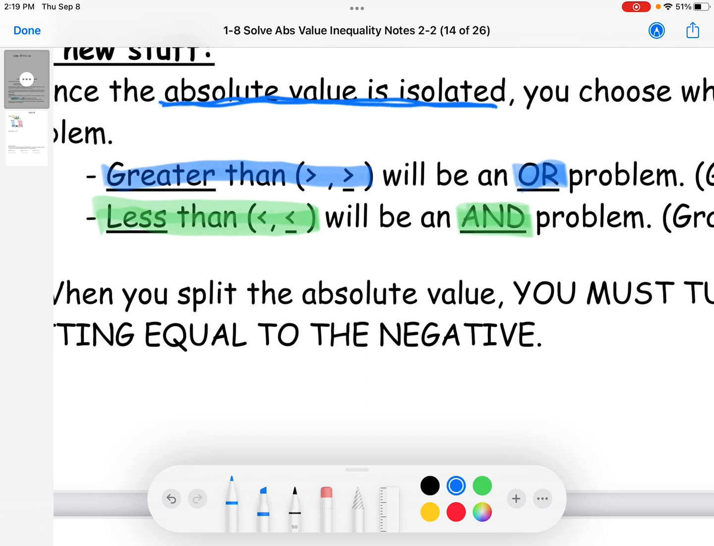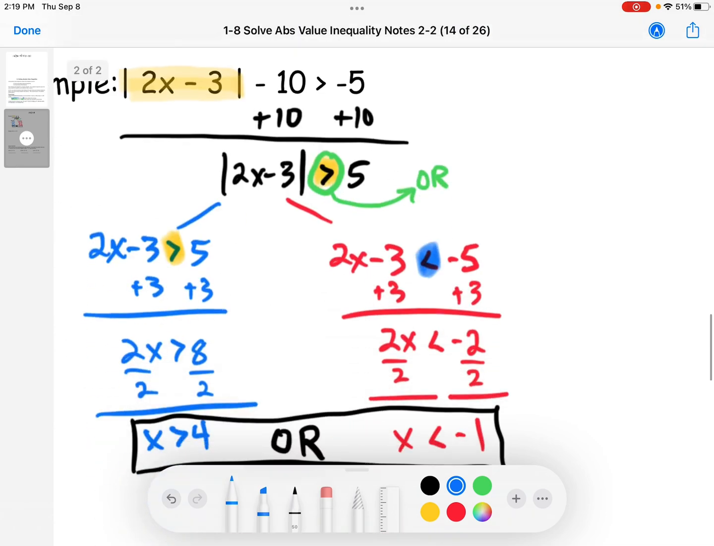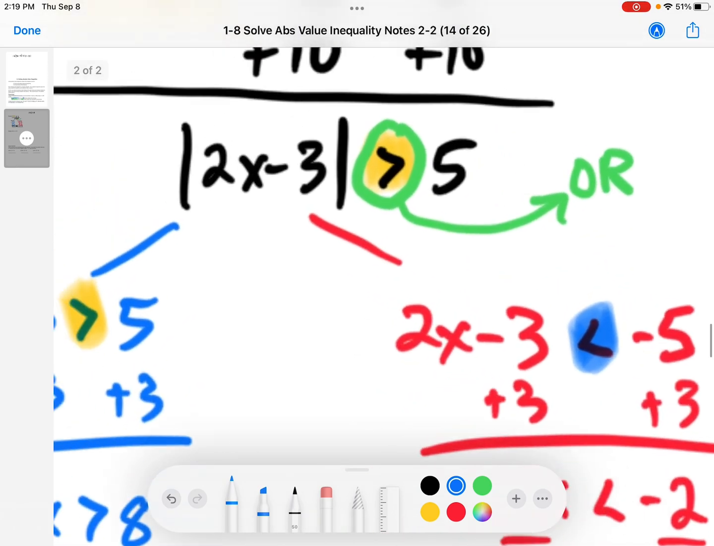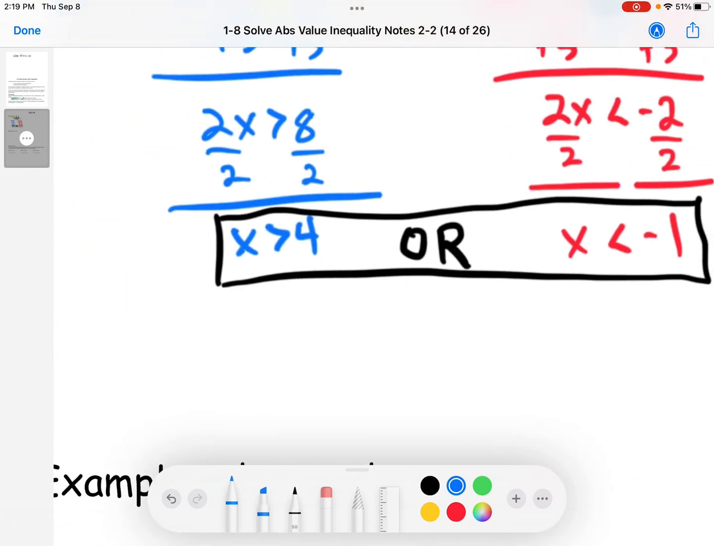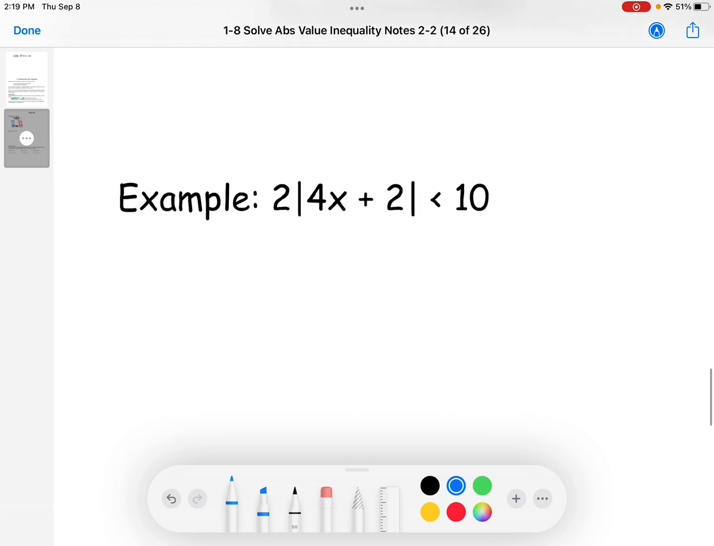The first step, where you isolate the absolute value, get it completely by itself, is still the first thing that you do. But after you've done that, you can figure out if it's going to be an "or" or an "and" in your final answer. This one, after we had it isolated, was greater than, so we have an "or" that joins together our two answers right there. Go on down to our next example.